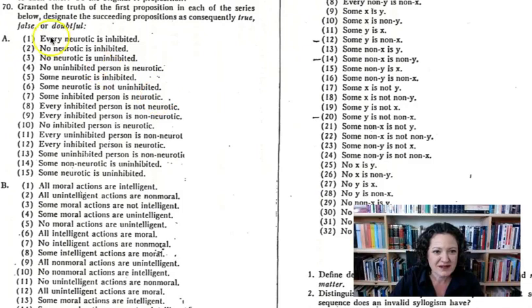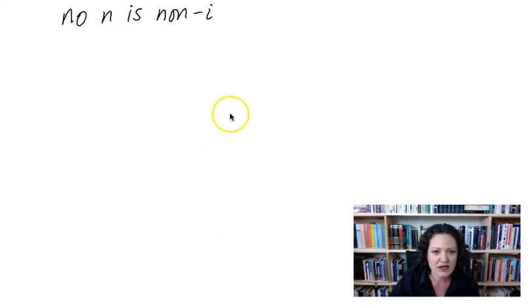I'm going to go back to that, here, let's do number 3. No neurotic is uninhibited. I'm going to write this down. No neurotic is, I'm going to say non-inhibited because I put non on my squares. All right, no neurotic is non-inhibited.